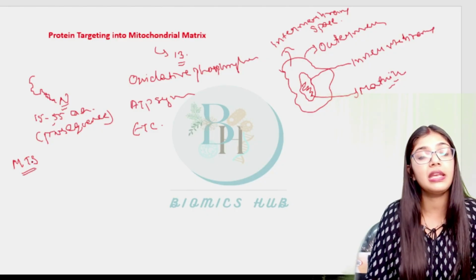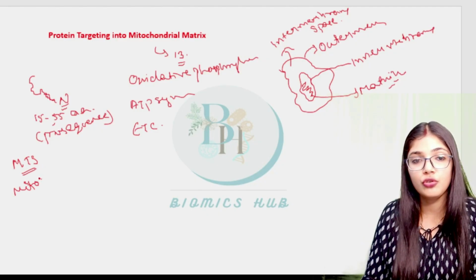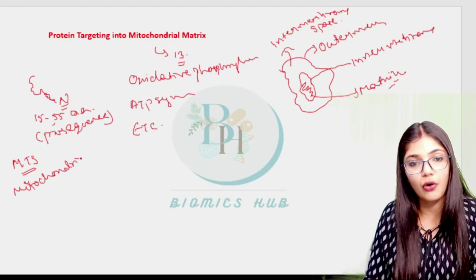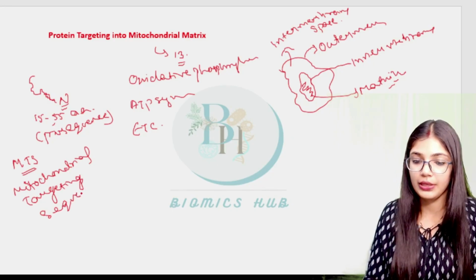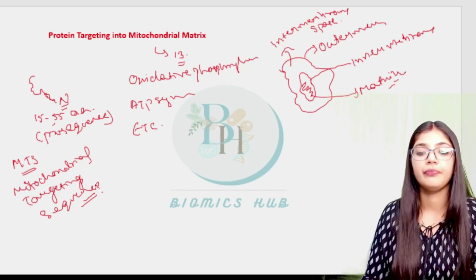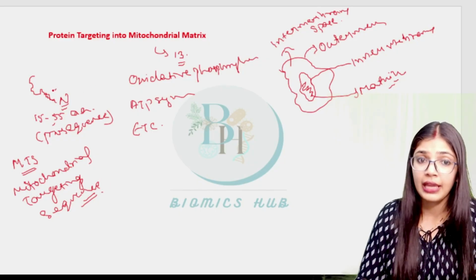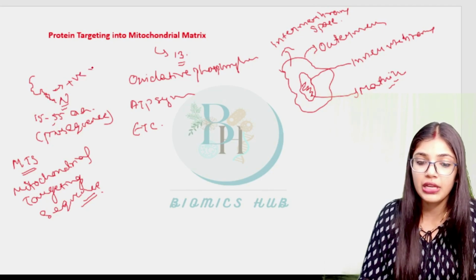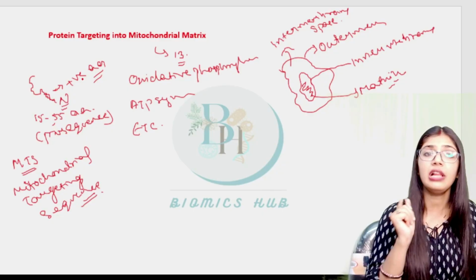What do you mean by MTS? MTS का मतलब क्या है? It is known as mitochondrial targeting sequence. Okay, so ये जो यहाँ पे जो अमीनो एसिड्स जो प्रेजेंट होते हैं, they are mostly positive amino acids which are present for targeting the mitochondrial matrix.